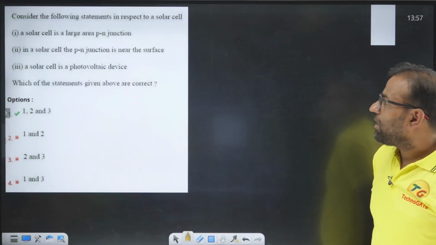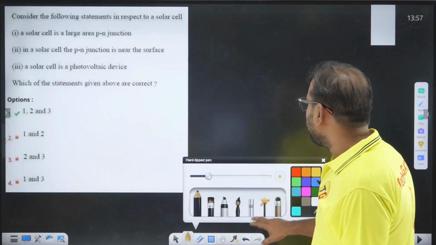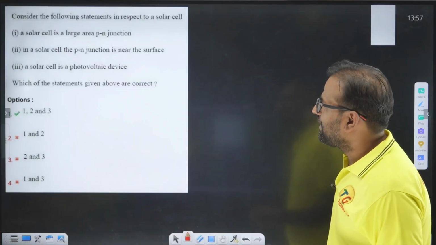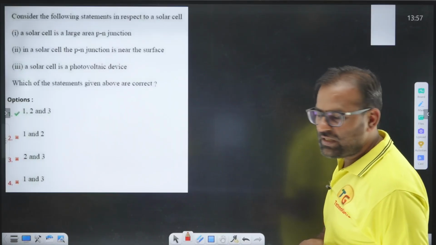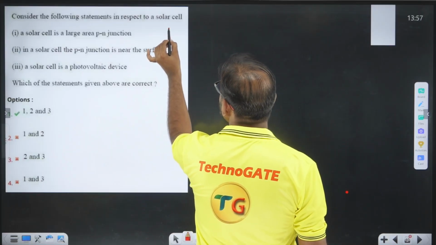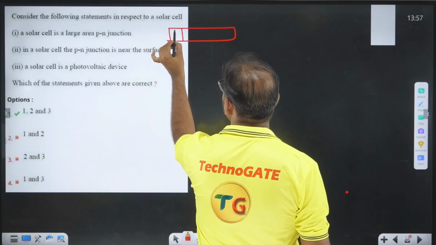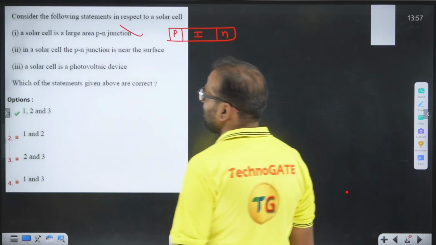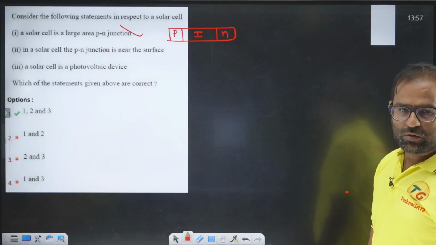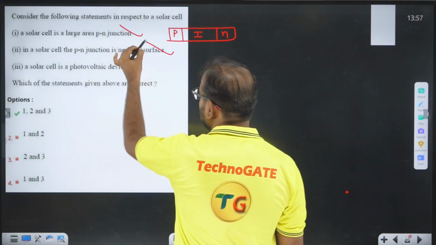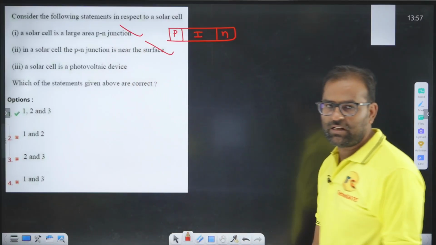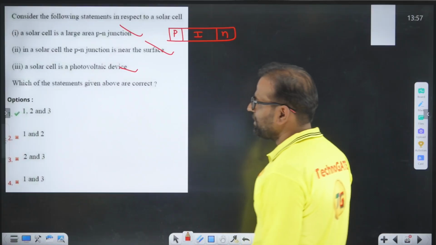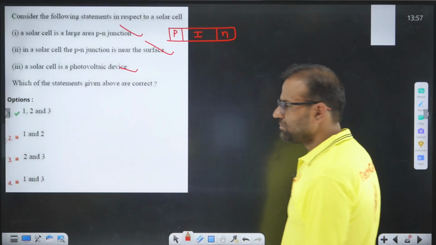Next, which of the following statements is correct with respect to solar cell? Solar cell is a large PN junction. Yes. Generally, which diode is used? PIN diode is used. In a solar cell, the PN junction is near the surface. Of course, that's why we have excitation in the charge carriers. Solar cell is a photovoltaic cell. Correct. First, second, third option. Which of all are correct?